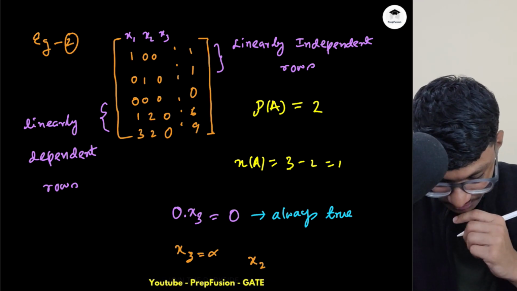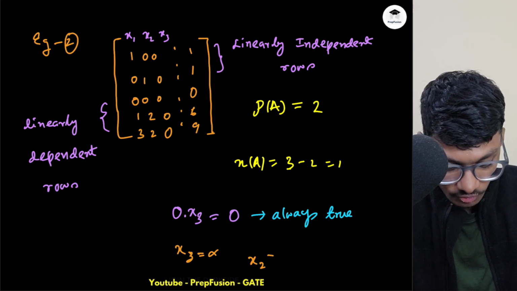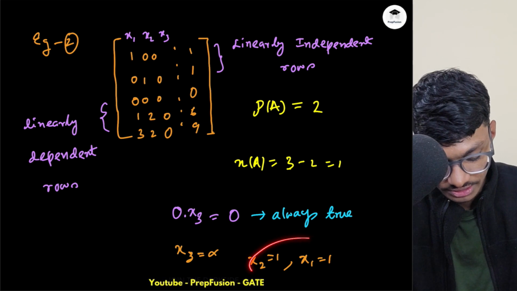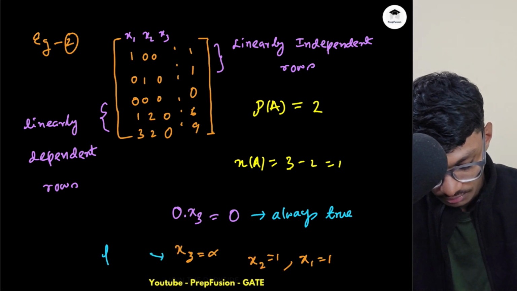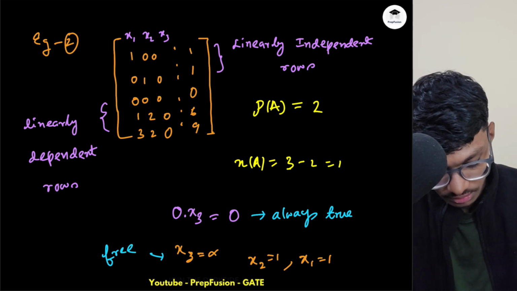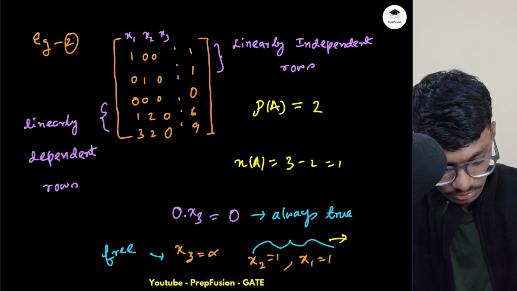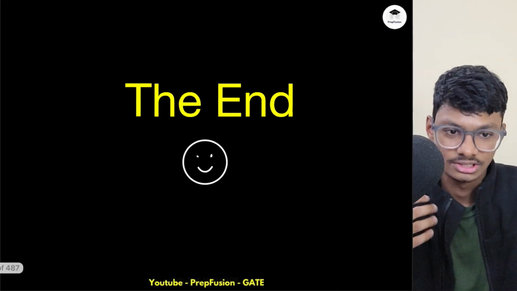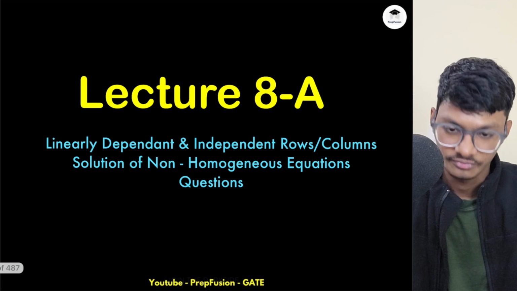I made a slight mistake over here. x2 is obviously fixed here. x2 equals 1 and x1 equals 1. So these two are fixed and this is free. So yeah, this is basically a small example I wanted to take. Now let's actually start our lecture. This was from the previous lecture.